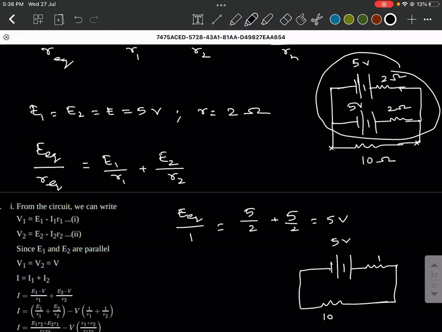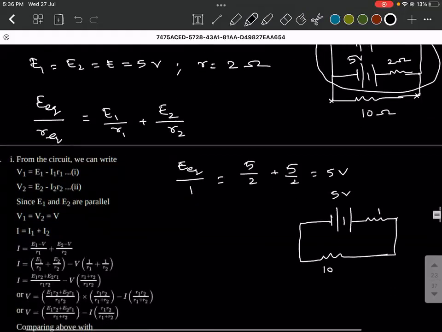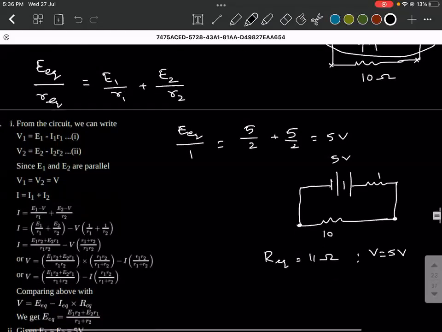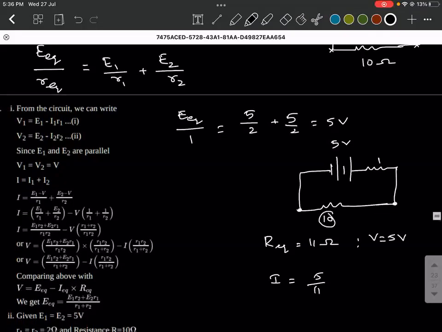It is only 11. Okay. So they are asking the potential drop across this. So equivalent resistance is equal to 11 ohm, and the EMF is 5 volt. So what is the total current flowing through the circuit? I is equal to V by R, 5 by 11. So that 5 by 11 multiplied with 10 is going to be the answer.